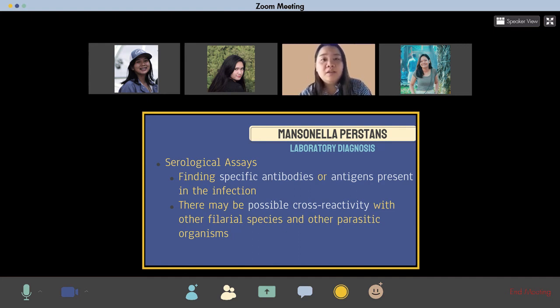Lastly, serological testing. Serological assays help in finding specific antibodies and antigens which are present in the infection, but there may be possible cross-reactions with other filarial species and other parasitic organisms.